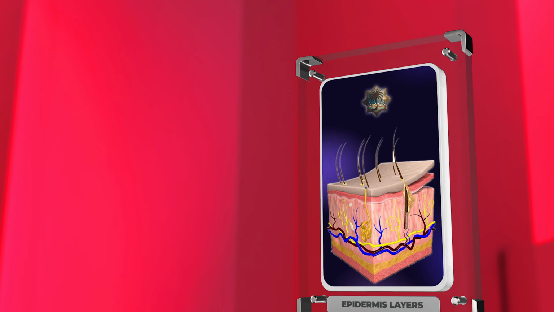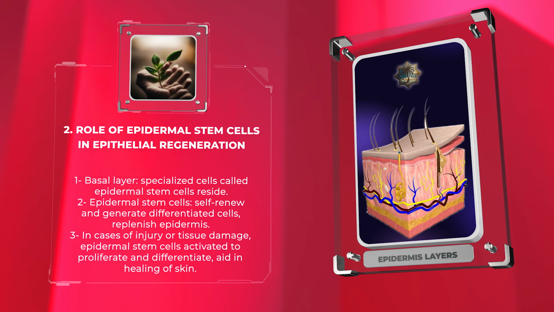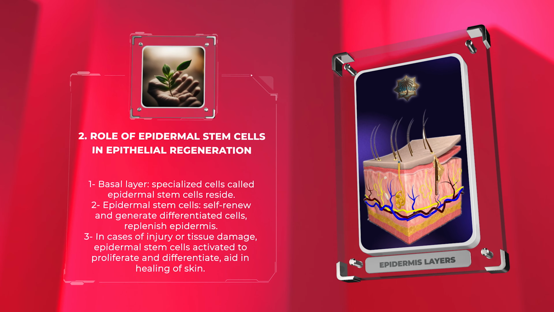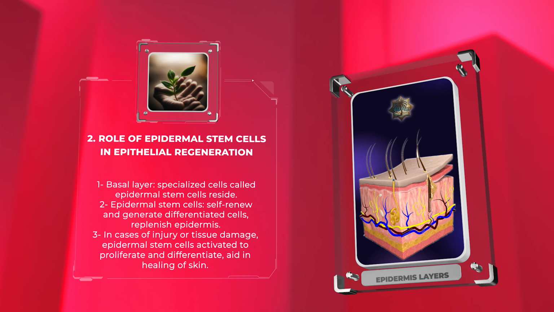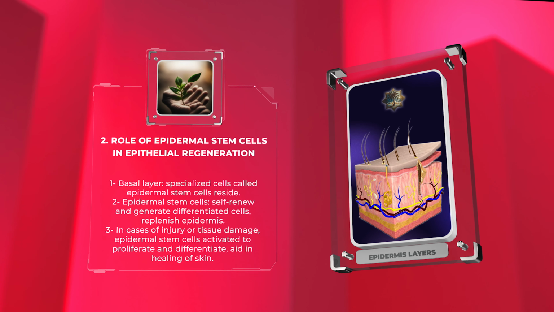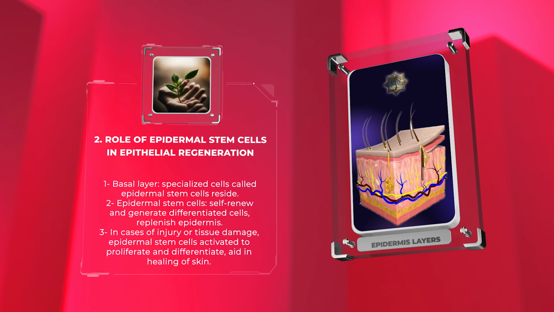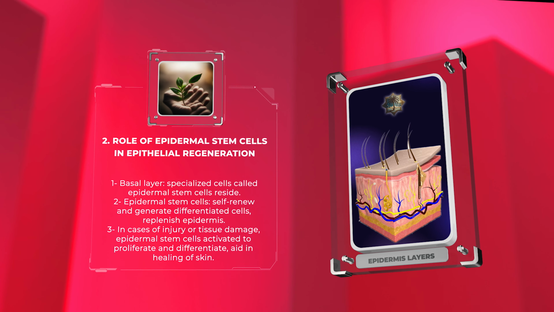Within the basal layer, specialized cells called epidermal stem cells reside. These stem cells possess the remarkable ability to self-renew and generate differentiated cells that replenish the epidermis. In cases of injury or tissue damage, such as a cut or burn, these stem cells are activated to proliferate and differentiate, aiding in the rapid and efficient healing of the skin.